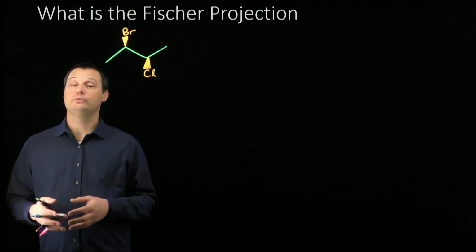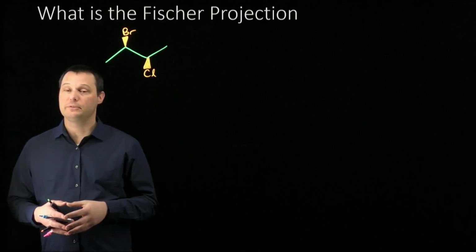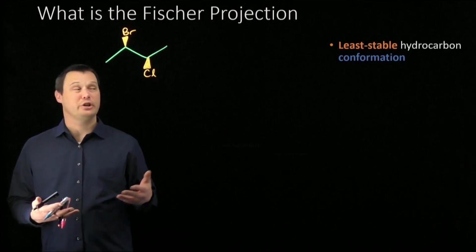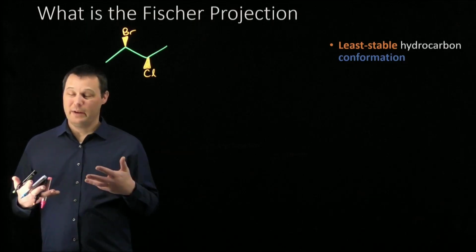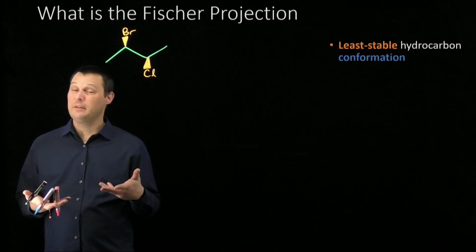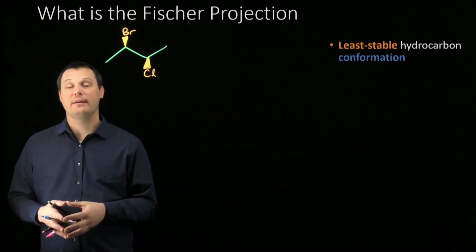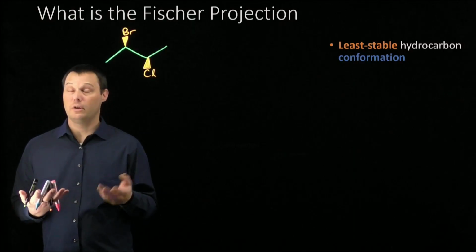And Fischer projections do show up on the MCAT. So let me walk you through how the line angle structure relates to the Fischer projection, what the Fischer projection means, and how we draw it. The first thing to say about the Fischer projection is it is the least stable hydrocarbon conformation. I'm not quite sure how these projections came to be the favored ones, but the Fischer projection and the Haworth projection are all the least stable conformations of these molecules in biochemistry. That's neither here nor there, it's just another quirk of Fischer projection.